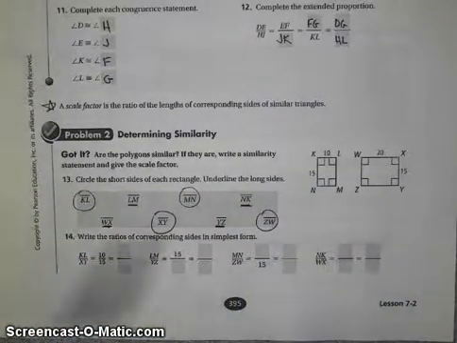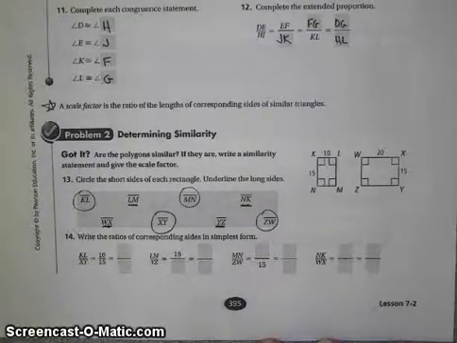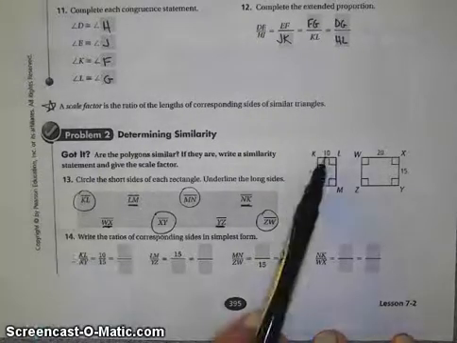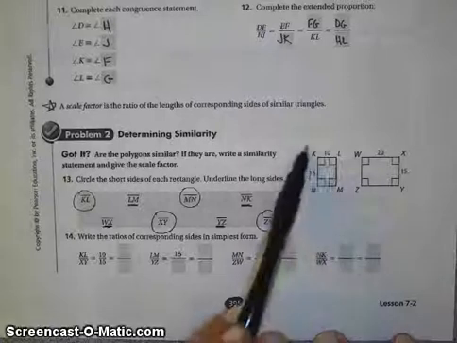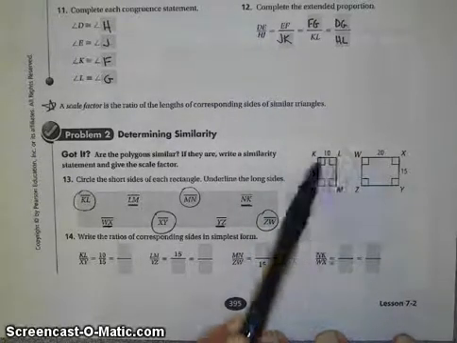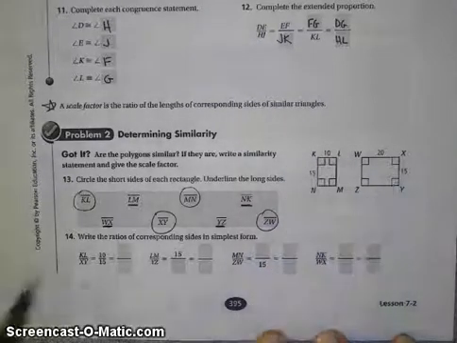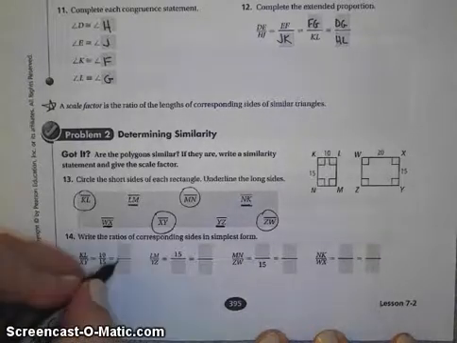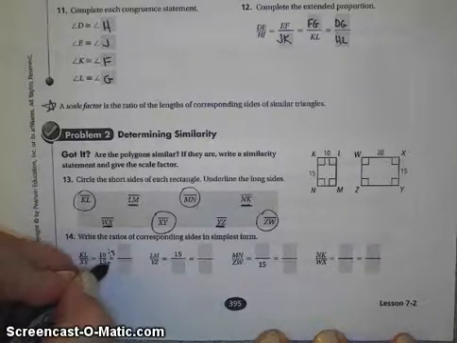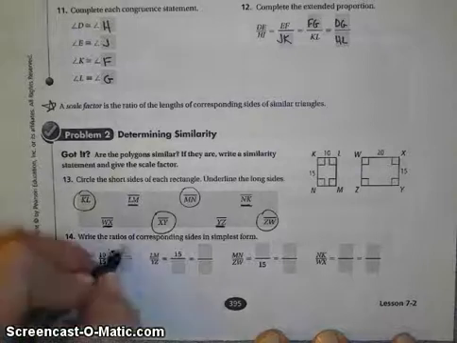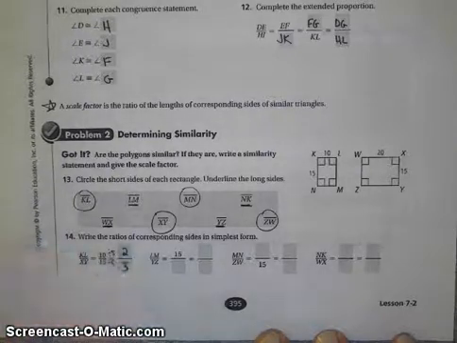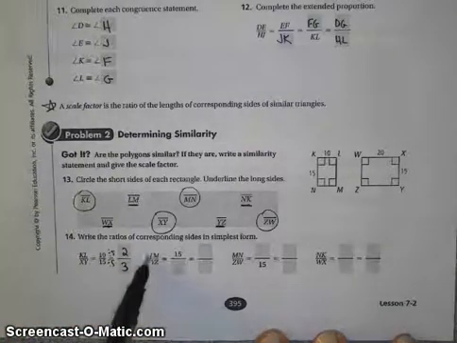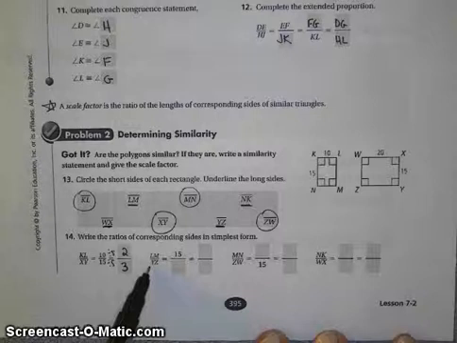In this figure, we're going to write the ratios of corresponding sides in simplest form. We start with KL, which corresponds to XY. Think of this rectangle as turned, so short side matches with short side, 10 to 15. You can reduce this by dividing by 5, the greatest common factor, and it reduces to 2/3.